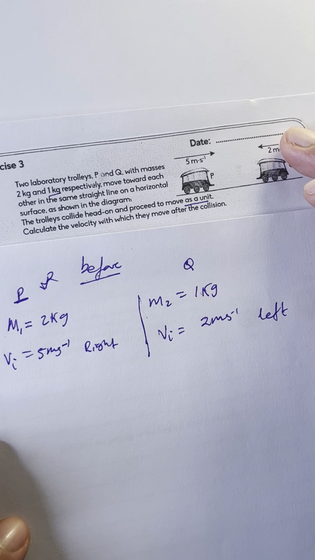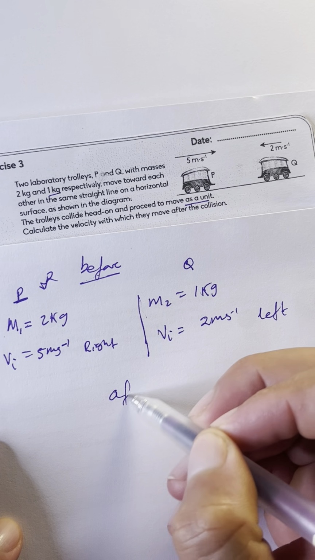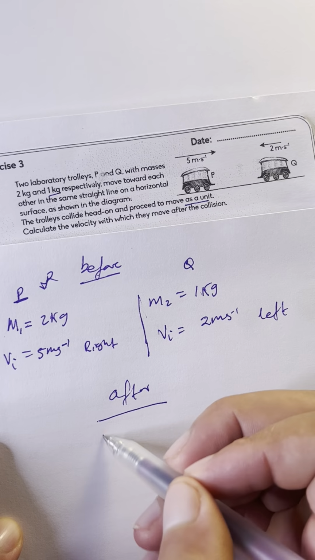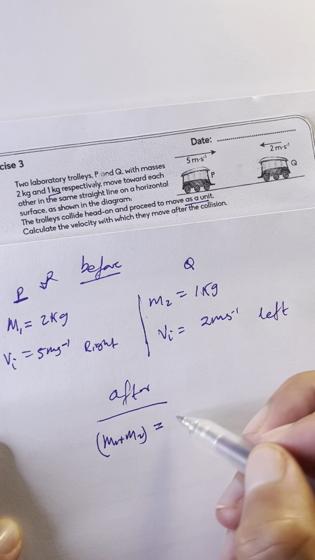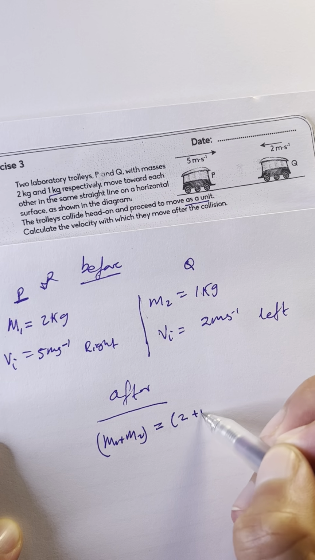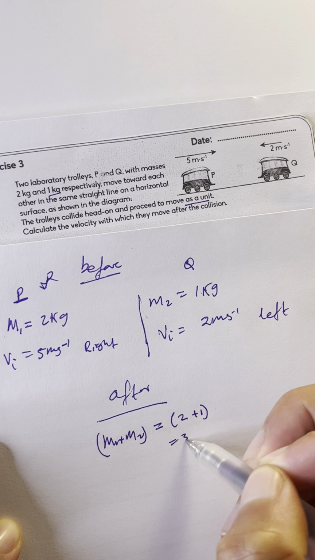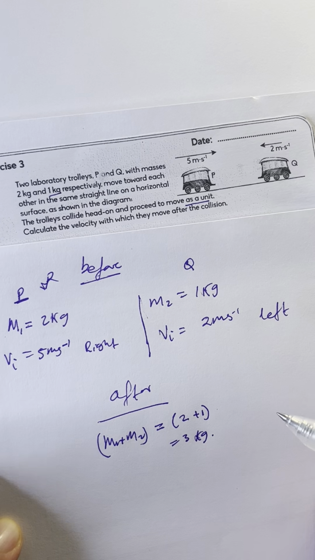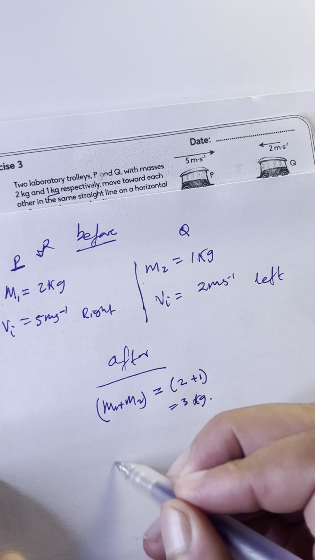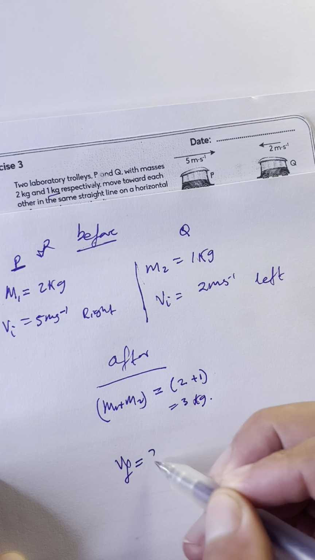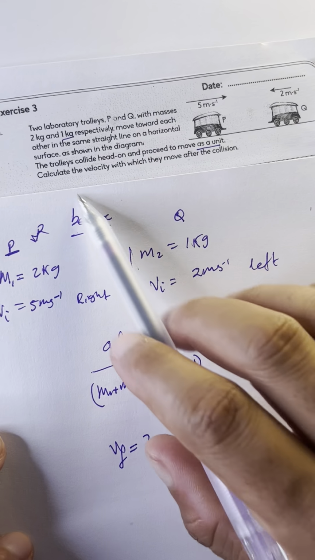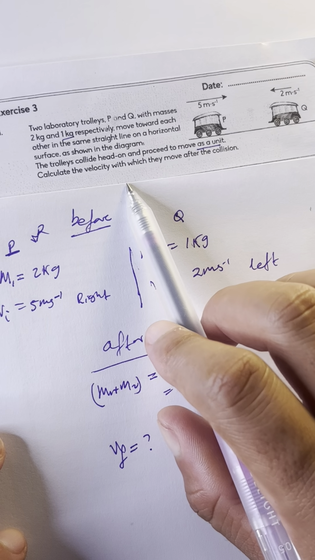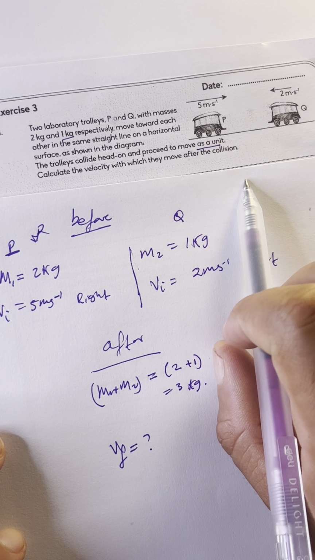After collision they stick together. So after, we have now mass 1 plus mass number 2 combined, and this gives you 2 plus 1, which is 3 kilograms. After collision they are combined. Then they have one final velocity, and this velocity is not given to us. So the question says, calculate the velocity with which they move after collision.